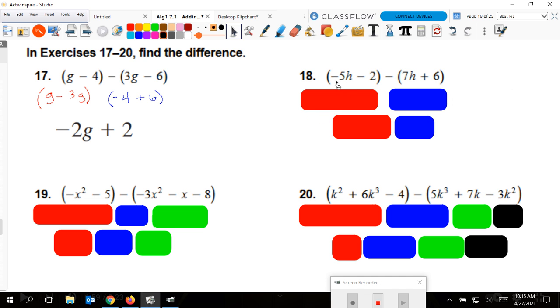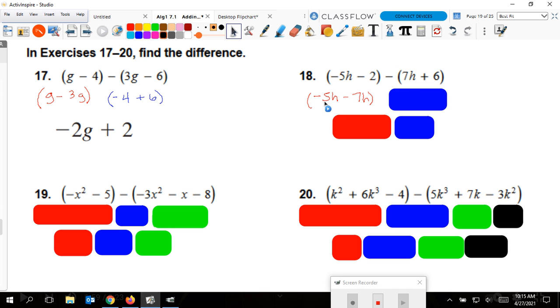So starting with the h's here, negative 5h, and then we have a minus 7h. So the sign here, minus 7h. So that's what we see in our first parenthesis, negative 5h minus 7h. So since they're both the same sign, we're going to add the numbers and keep it negative.